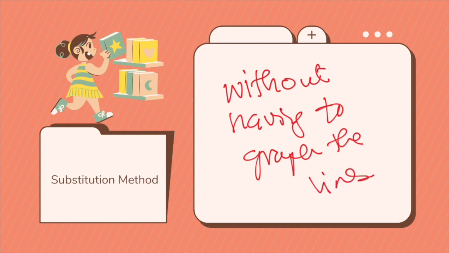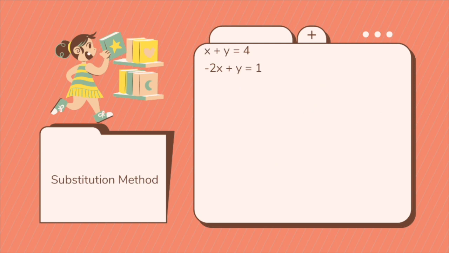What is important here is that the main idea of the substitution method is to solve one equation for either x or y, so you can substitute the expression into the other. Let's take this as an example. You have x plus y equals 4 and negative 2x plus y equals 1. The first step is to isolate one of the variables in one of the equations.